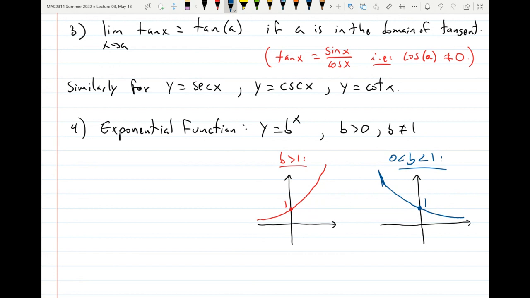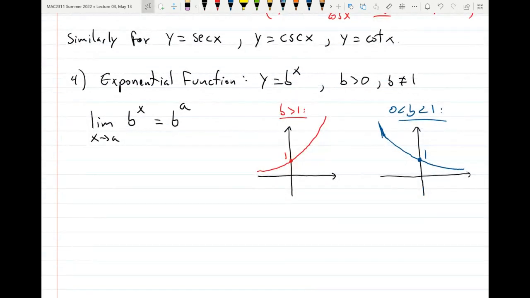Anyways, the point is that regardless of which one of the two cases we are in, when you look at the graph, there is nothing strange. There is no hole, no gaps, nothing. So if you want to take the limit at any point, you just evaluate the function at that point because the domain is all real numbers and there is nothing strange with the graph. So the limit as x approaches a of b to the x is just b to the a. So just evaluate.